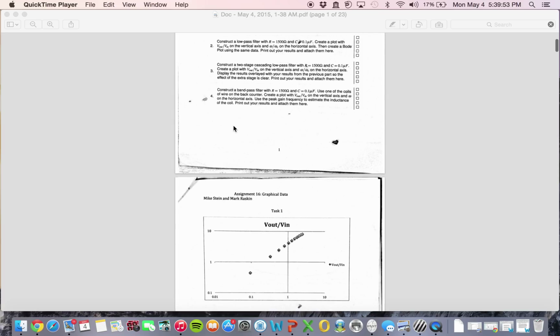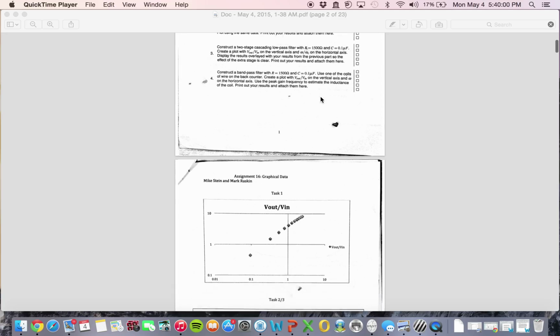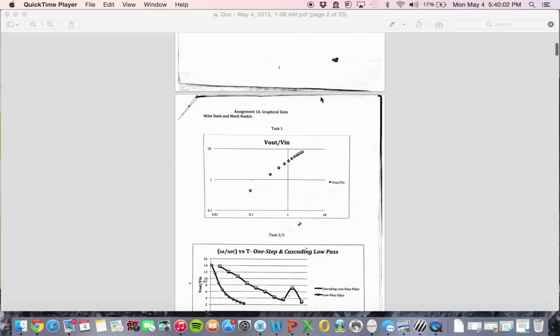And then for number 4, we're going to look at a plot of V out over V in versus omega for a bandpass filter. We're going to estimate the inductance of the coil using the peak gain frequency.